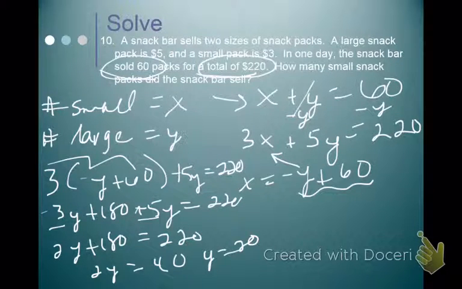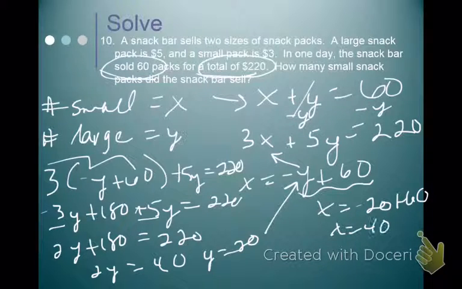Okay. Now that we know what y is equal to, we can plug that in for any y we want to, including that one. So we do that to find out how many small packs were sold. Well, negative 20 plus 60 is 40.